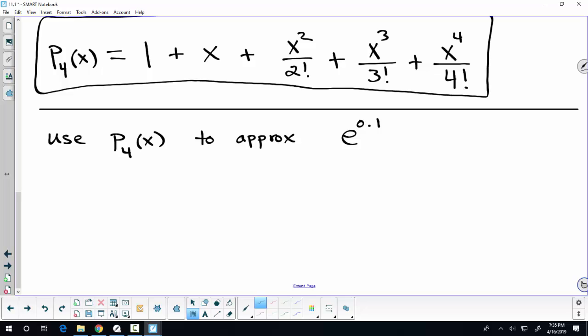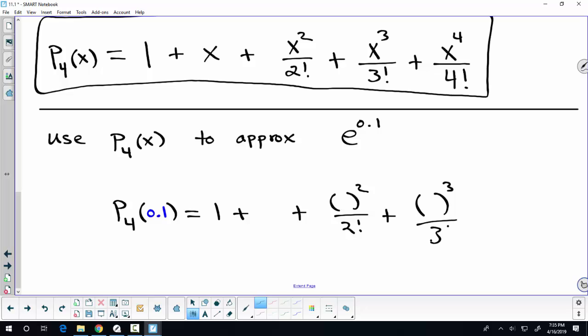Okay, so since this polynomial was an approximation to e to any input, all we're going to do is plug in 0.1 into p sub 4. We're going to evaluate p sub 4 at 0.1. That polynomial is 1 plus x plus x squared over 2 factorial plus x cubed over 3 factorial plus x to the 4th over 4 factorial.